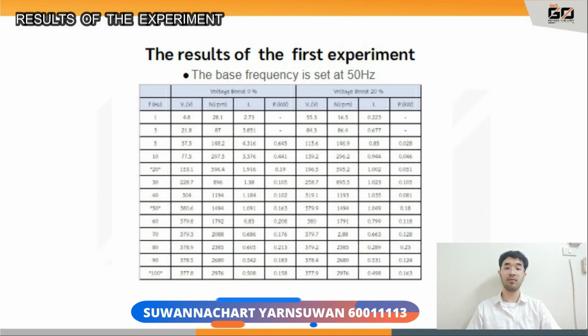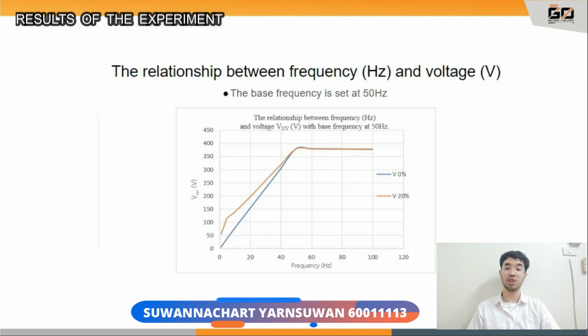According to the data from table 1, we can see the relationship between frequency and voltage in the form of a graph as follows. Graph 1 shows the relationship between frequency and voltage VUV at base frequency 50 Hz. The graph consists of a blue line and red line. The blue line is the line with a voltage boost of 0%, while the red line is the line with a voltage boost of 20%. The red line will have a starting voltage higher than the blue line.